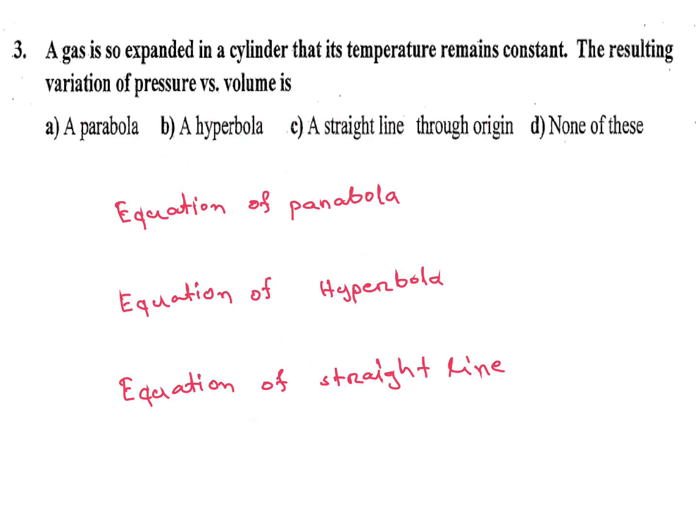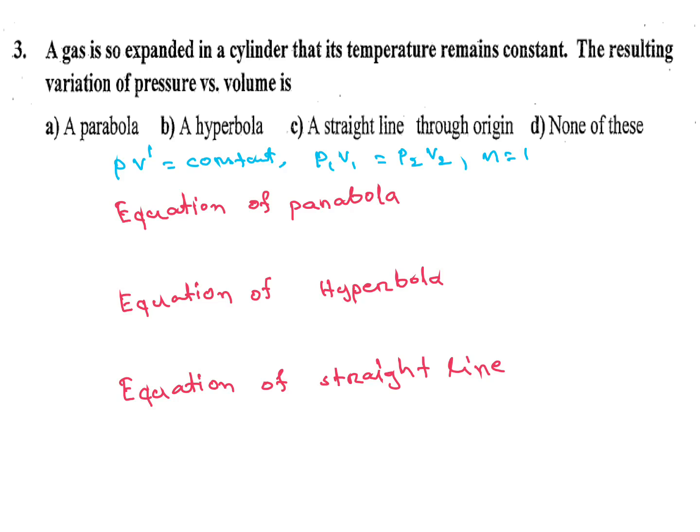Question is, a gas is expanded in a cylinder so that its temperature remains constant. The resulting variation of pressure versus volume is... With its temperature remaining constant, PV to the power n equal to 1 is constant. P1 V1 equal to P2 V2, n equal to 1. This is also important: for an isothermal process, n equal to 1.